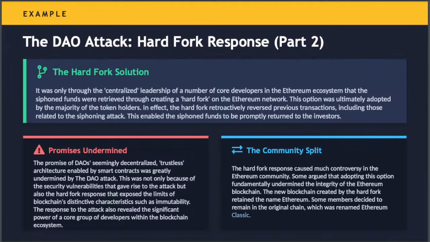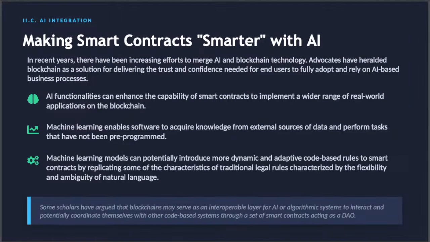Hard fork. That's a hard fork to swallow. All right, let's move along here. Now let's look at an AI integration. Making smart contracts smarter with AI.